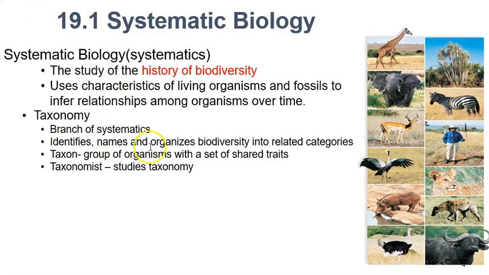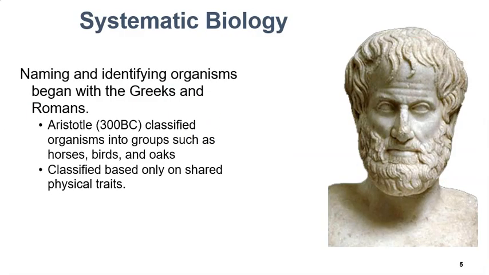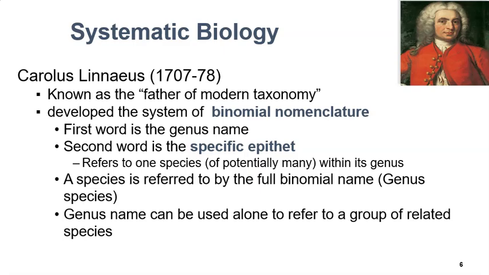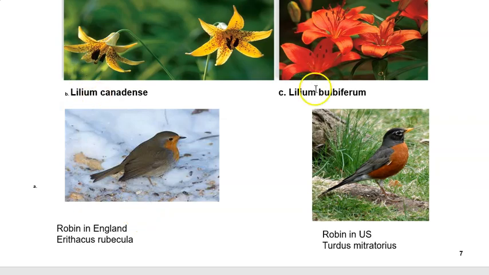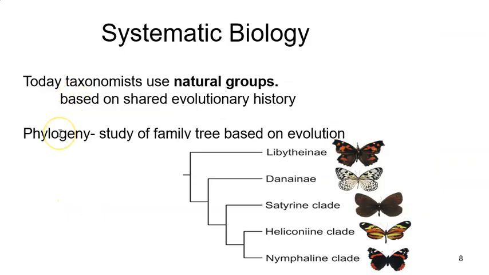Taxonomy identifies and names organisms. This started a long time ago with Aristotle, and then Carolus Linnaeus was the father of modern taxonomy, and he came up with the genus and species. Every organism on the planet has a genus and species name. Today taxonomists use natural groups based on shared evolutionary history, and phylogeny is the study of a family tree based on evolution.